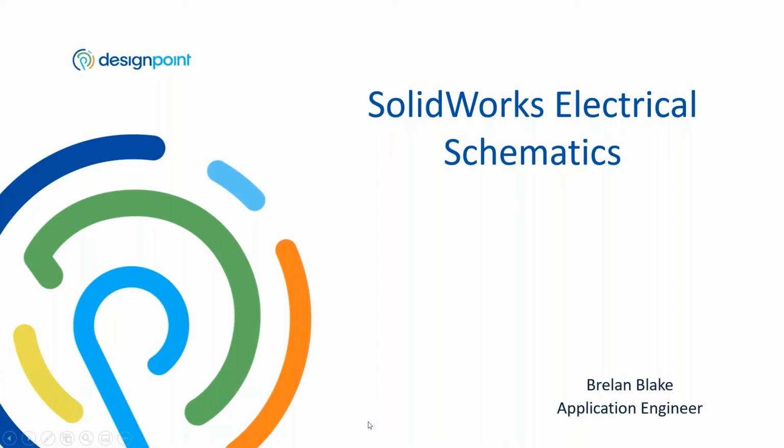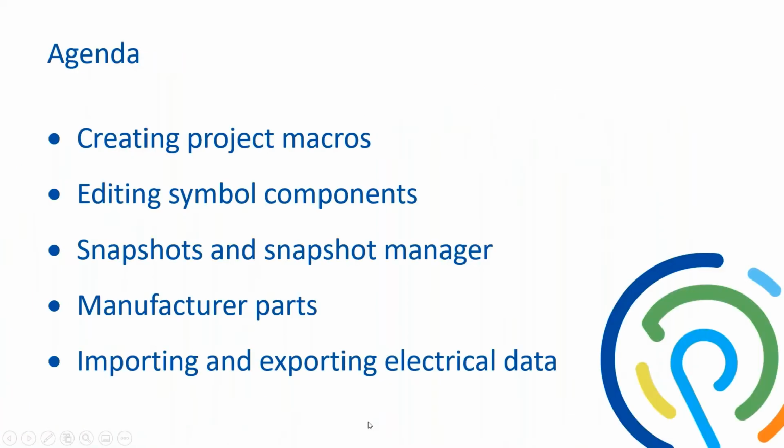All right, so let's jump in here today. The agenda we're going to be going over today is as follows. We're going to be creating some project macros. We'll run over that and discuss what a project macro is and where we can create those different project macros. Also go over editing a symbol component and show you some other ways how we can copy and edit some symbol components so you can start populating your own library.